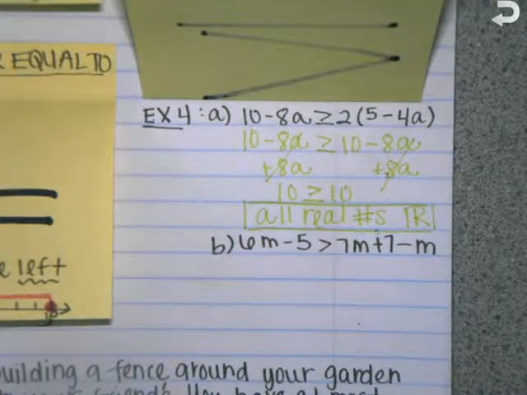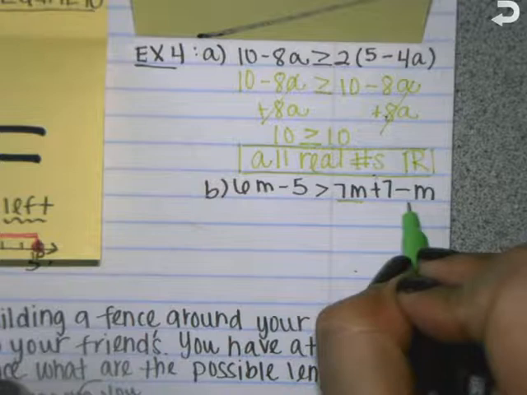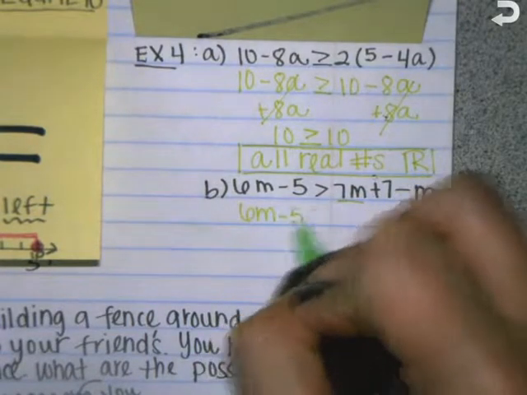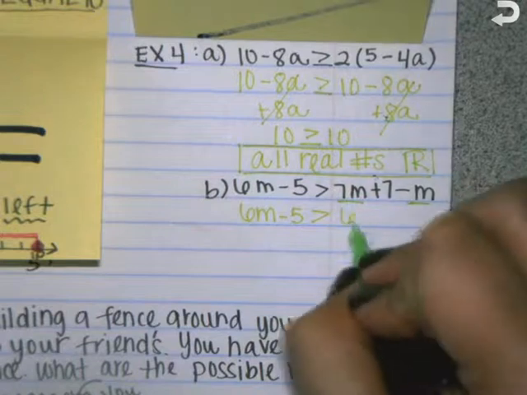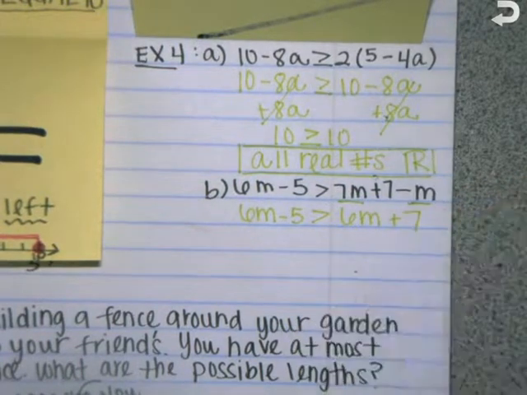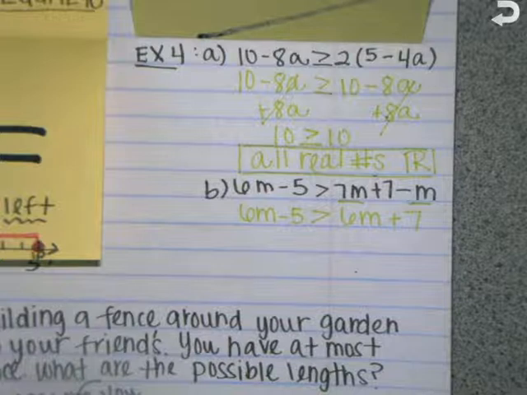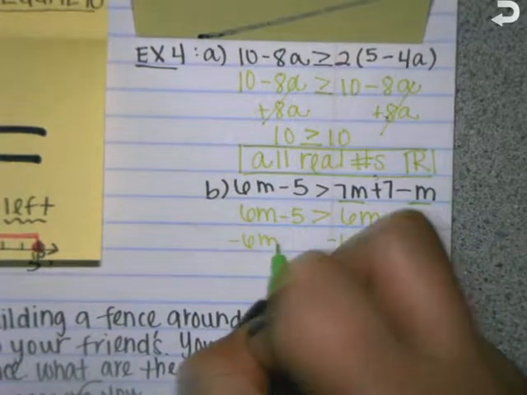Okay. On this example, the first thing I would do is I would combine like terms on the right-hand side. So that's 6m minus 5 greater than 7m minus 1m is 6m plus 7. And I need to get all my m's on the left, so I'm going to subtract 6m from both sides. Oh my gosh, what happens?